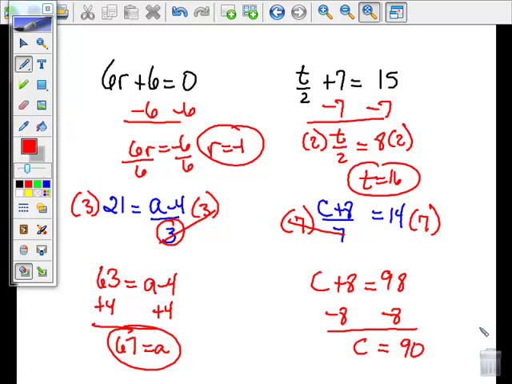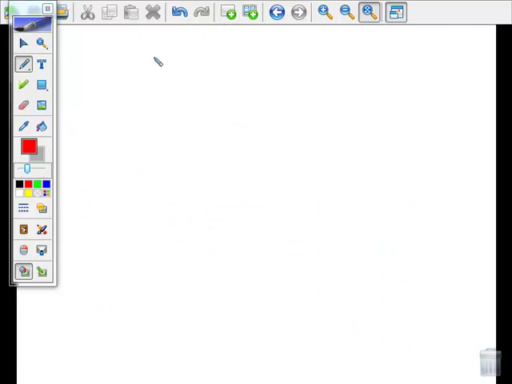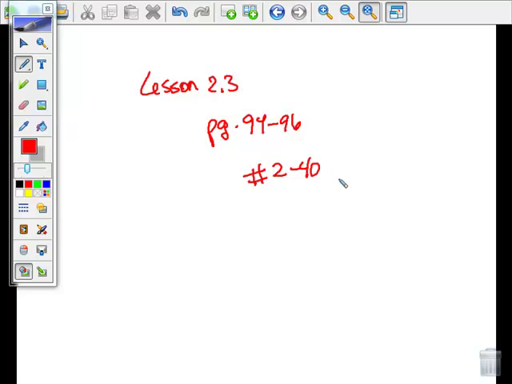Okay, that's it for the notes. Tomorrow when you get here, I'm going to do some warm-up problems just to make sure that you have this. I want you to be able to try it with your AB partner, and I want you to try it on your own. And then I will let you go ahead and get started on the assignment. For those of you that want to start ahead, I'm still going to have you work with the class tomorrow. But this is lesson 2.3. And it's page 94 to 96, problems 2 to 40 even.